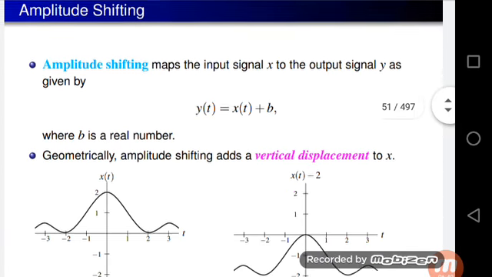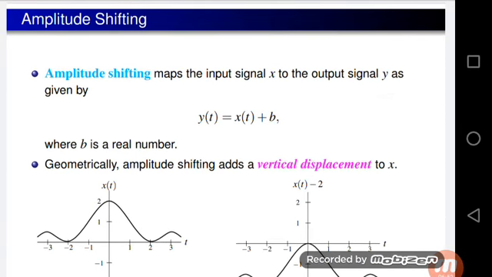Next topic is amplitude shifting. It is also one of the important topics. Already we know x is the input signal and y is the output signal. In amplitude shifting, the function is represented as y of t equal to x of t plus b, where b is a real number. Geometrically, amplitude shifting adds a vertical displacement to x.